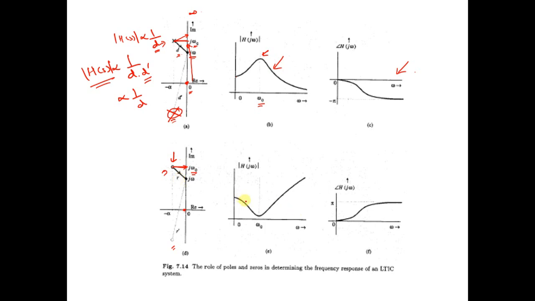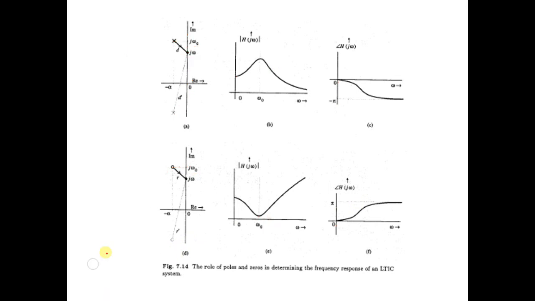Since in the case of a zero, modulus of H(s) is directly proportional to R, and R is getting shortened, our amplitude response is also getting shortened, and it reaches a minima at omega naught, and thereafter the amplitude response increases. Similarly, we can look into the phase plot. In the case of a pole, it varies from 0 to -pi, and over here it varies from 0 to pi.